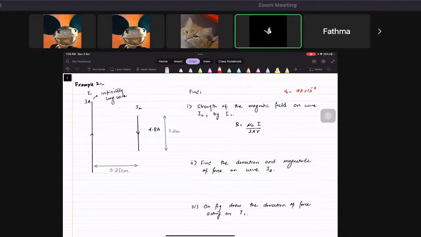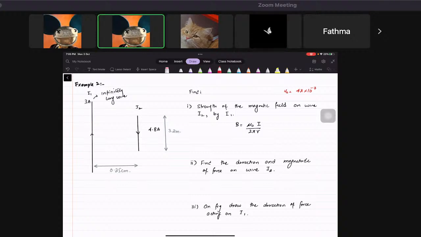Is it 2.4 into 10 raised to negative 4? That's correct. And for the force? 3.68 into 10 raised to minus 3. Yes, that's correct. Okay. All right, let's see this.